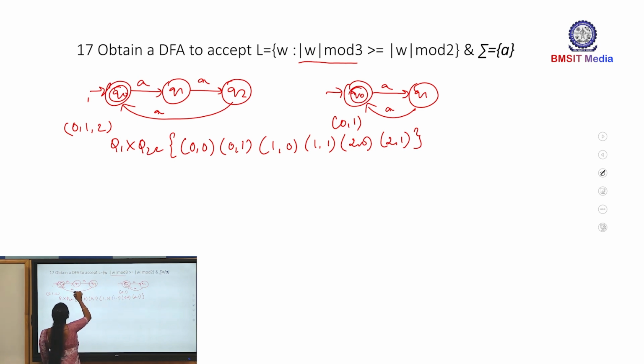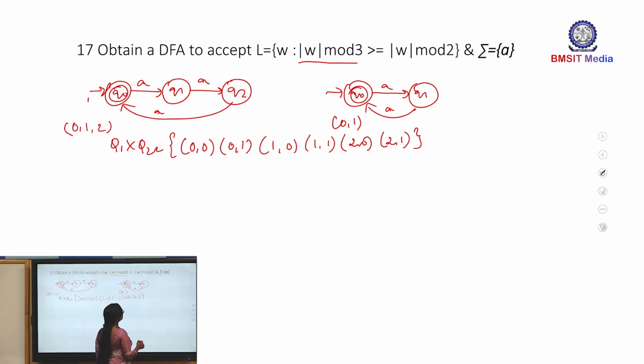In this case, you know that Q0 on accepting an A goes to Q1, that is, 1 mod 3 will go to the state Q1. 2 mod 3 goes to the state Q2. 3 mod 3 goes to Q0, and so on. So this gives the DFA for the first condition.